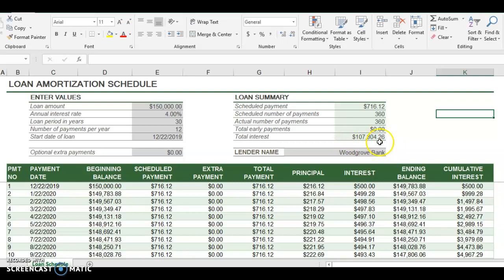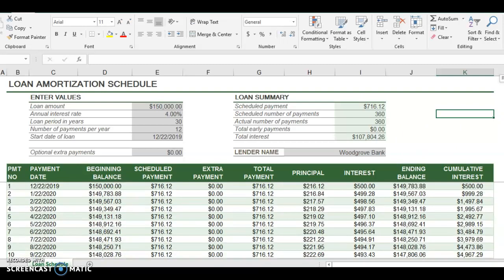$107,804.26. This is the part that they just can't believe, that if they didn't make any extra payments throughout the 30 years, that they would essentially be paying back almost $108,000 in mortgage interest. So again, my students are shocked at this reality, and they often will even ask me, is this legal? And I quickly respond, it is legal. It's not only legal, but it is the industry standard.